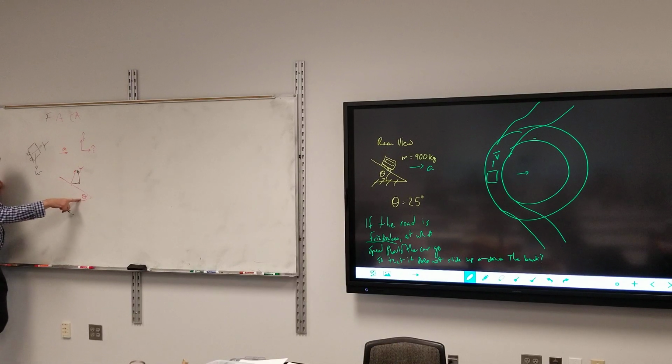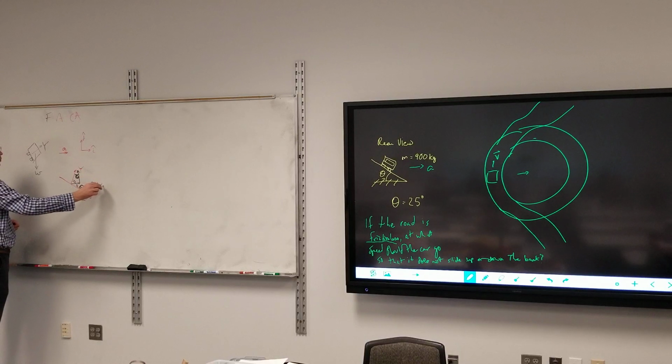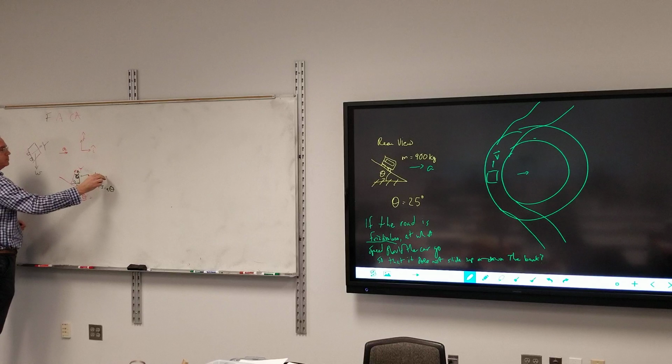Well, if this angle here is theta, what is this angle? That's also theta. And therefore, what is this angle? That's not theta. Okay, so if that's not theta, then that's got to be theta. So the horizontal piece is the sine, so this becomes y sine theta. And this is y cosine theta.